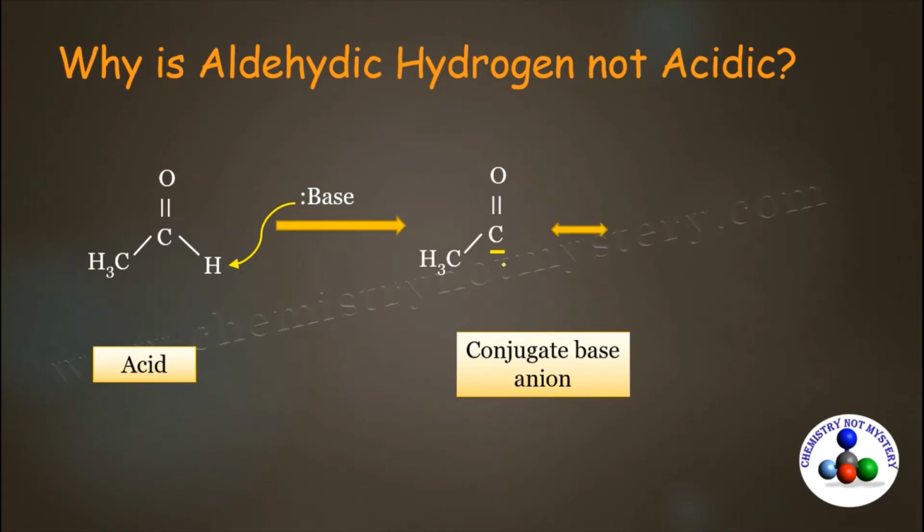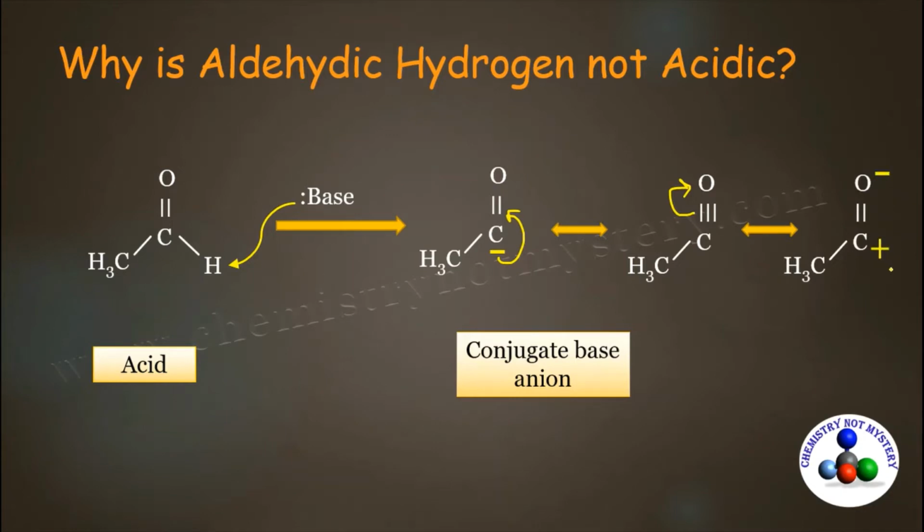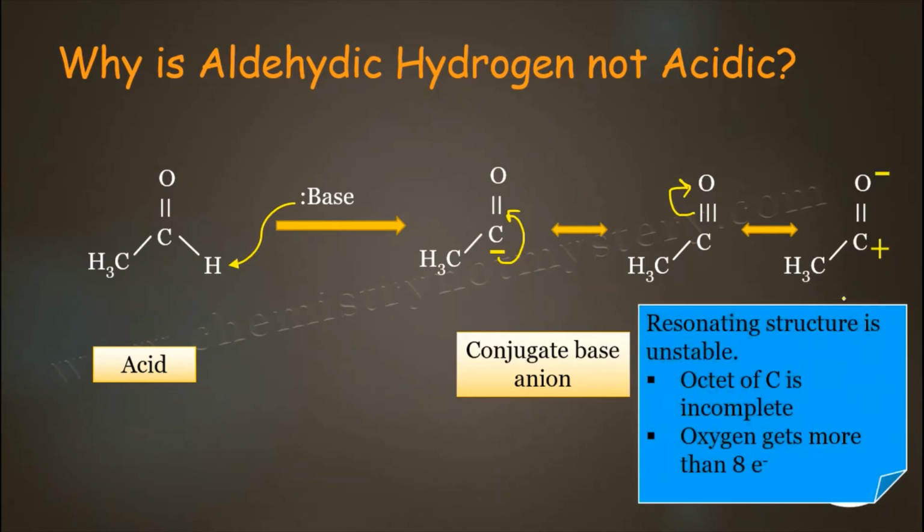When this negative charge delocalizes between carbon and oxygen, as a result, a triple bond is formed between carbon and oxygen. Now one of the bonds is moved over oxygen and as a result, negative charge will develop over oxygen and positive charge will develop over carbon. In this resonating structure, octet of carbon is incomplete and oxygen gets more than 8 electrons. So that's why this resonating structure is not stable. That's how this conjugate base anion is not stabilized by any effect. That's why this acid will be a weak acid, and that's why aldehydic hydrogen is not acidic in nature.